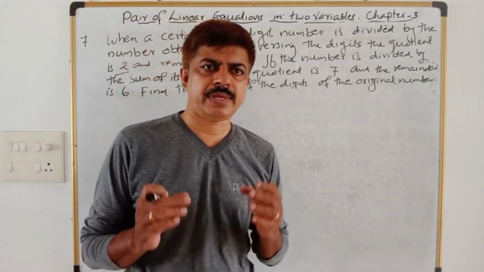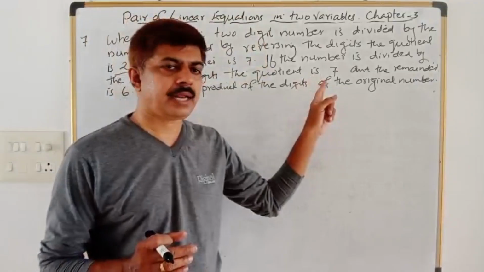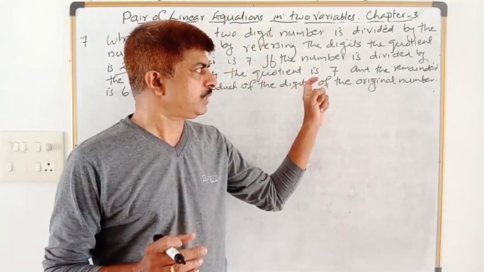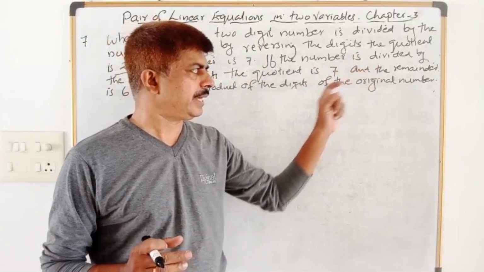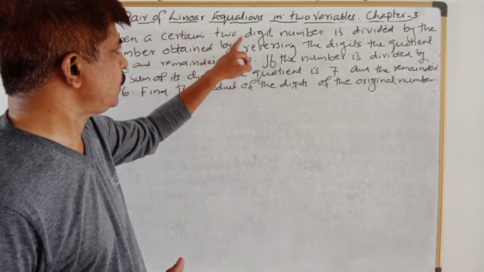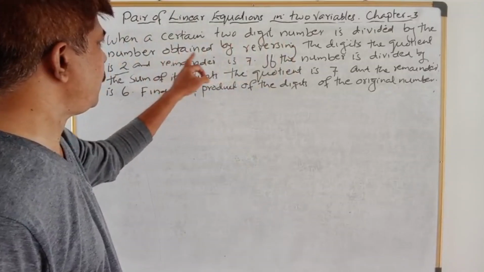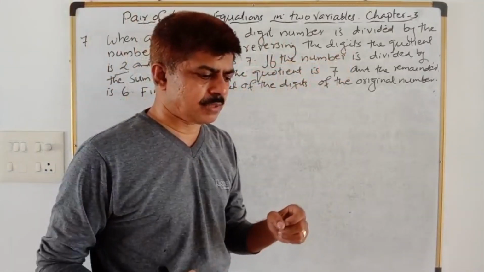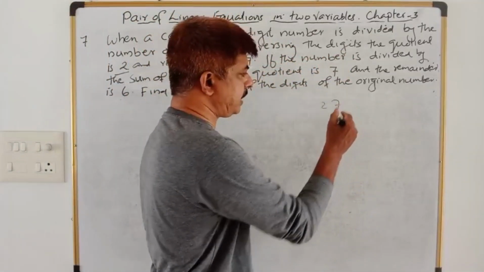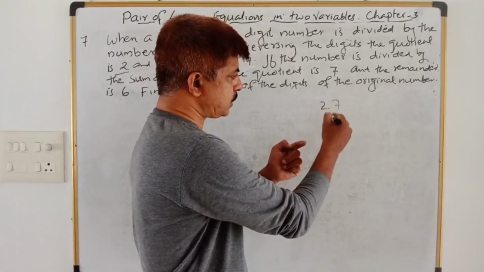Okay, students, this is a very important question. Finding the digits, a question related to digits. So what we have to do here is find a 2-digit number. According to the question, we know how the 2-digit number will be formed. When the 2-digit number is divided by the number obtained by reversing the digits. For example, take the number 27. When we reverse the order, what happened?